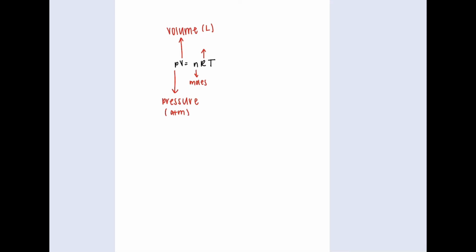And then R, this is going to be a constant. This is a constant, which means that's a number that's always going to stay the same no matter what. So that's not something you have to solve for. And all it is, it's going to be 0.08206. And the unit is going to be liters times atmospheres divided by moles times Kelvin. So that's the R constant in the ideal gas law, 0.08206.